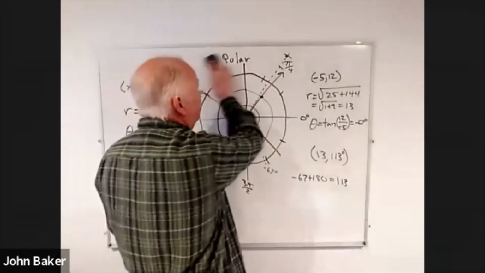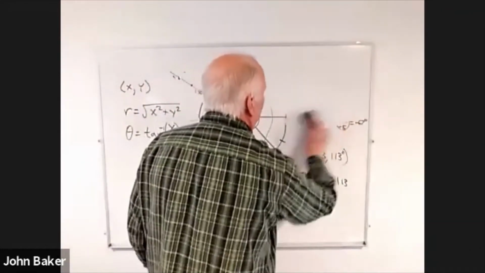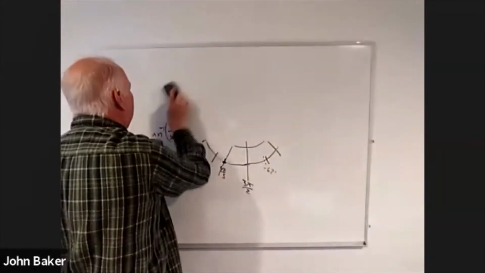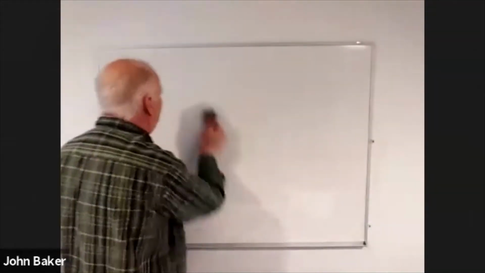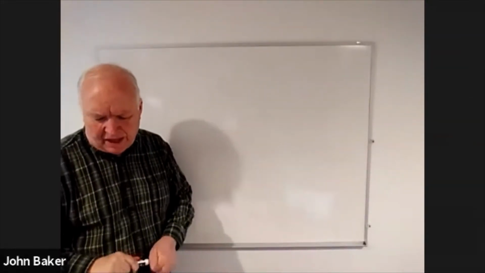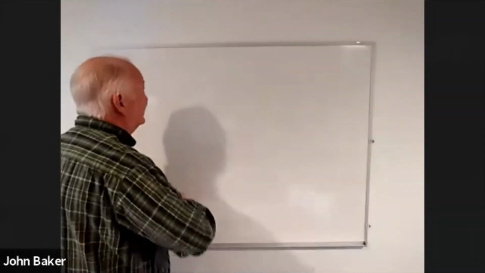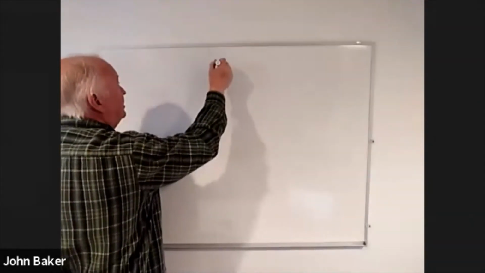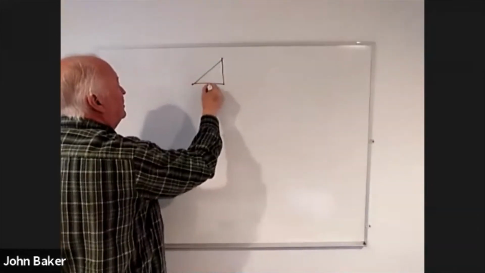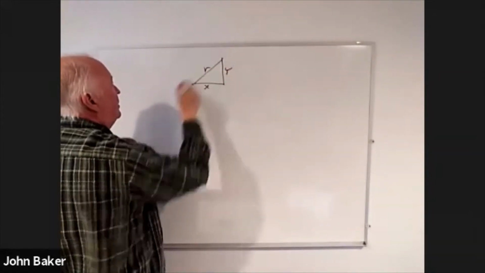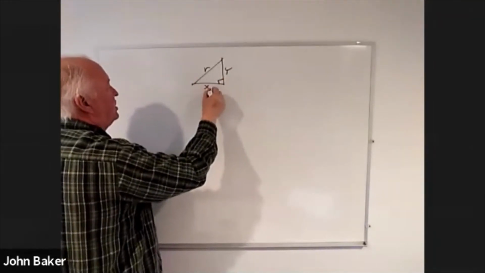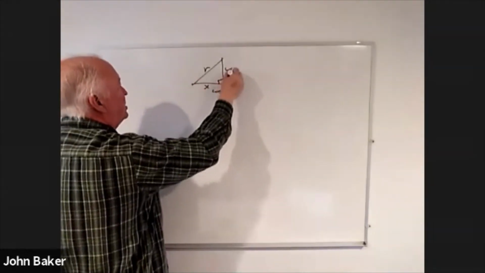I'm going to erase this graph now. And we're going to convert this. Here I'm going to draw a triangle. Remember this? And this is the cosine, and this is the sine.